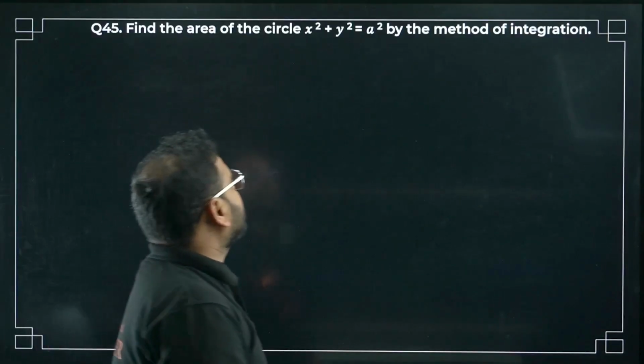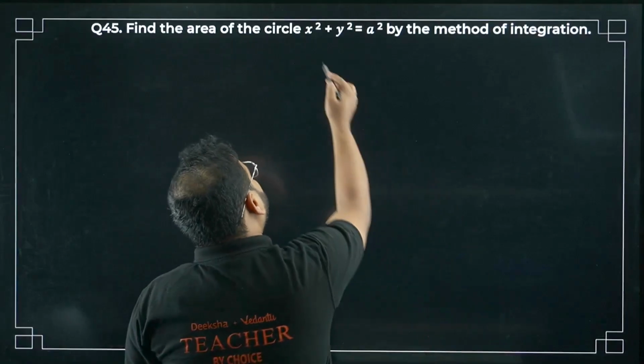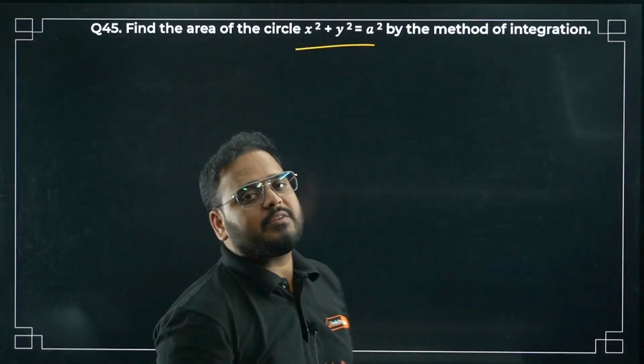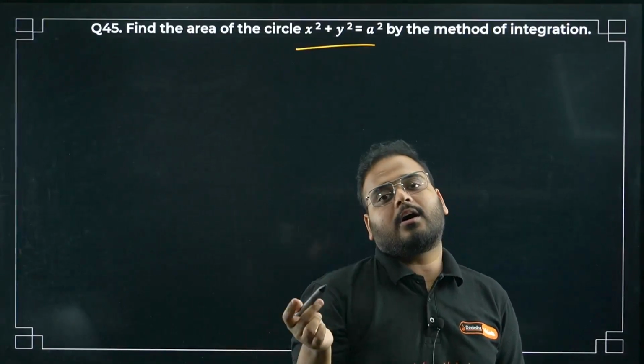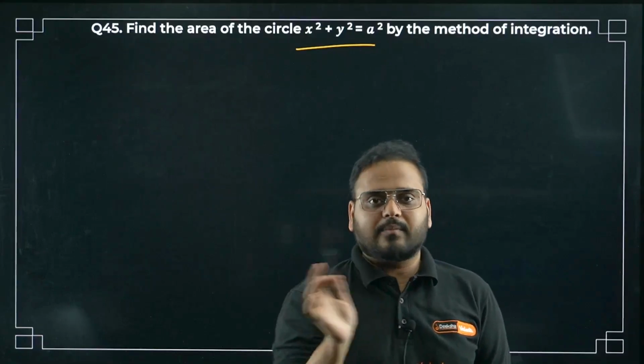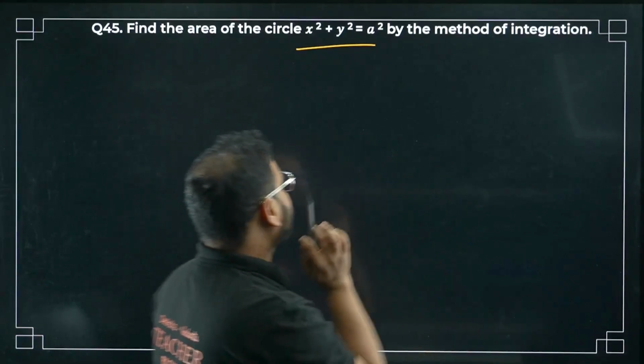Find the area of the circle. Again, this kind of question can also be expected over here in the 5 marker. This or area under the curve for ellipse. Either of them can be asked, bacha. So please prepare it very, very carefully.